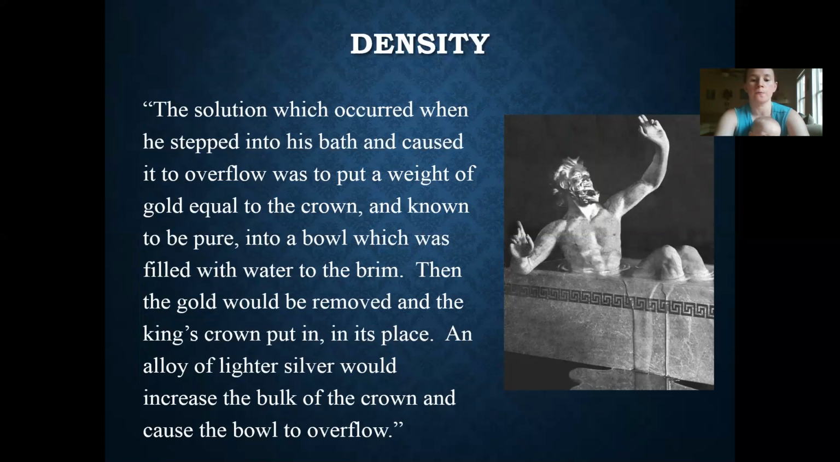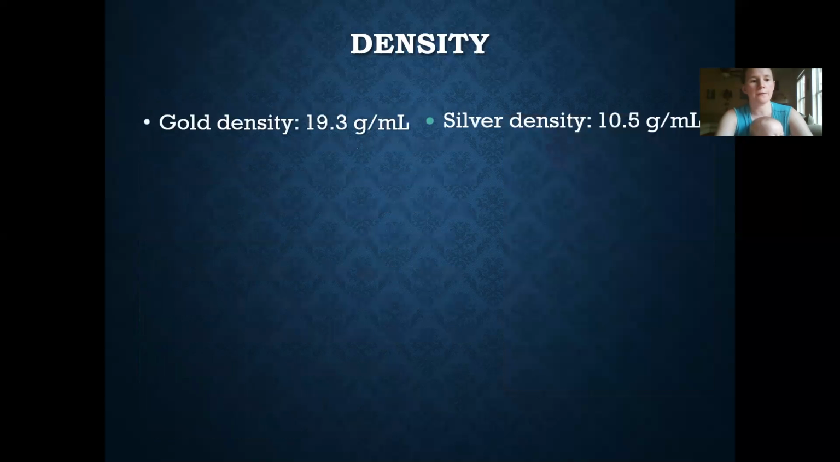The Roman architect who first told the story said, "The solution which occurred when he stepped into his bath and caused it to overflow was to put a weight of gold equal to the crown and known to be pure into a bowl which was filled with water to the brim. Then the gold would be removed and the king's crown put in its place. An alloy of lighter silver would increase the bulk of the crown and cause the bowl to overflow." So Archimedes figured out what we now know, that you can use water to calculate the volume of irregular objects.